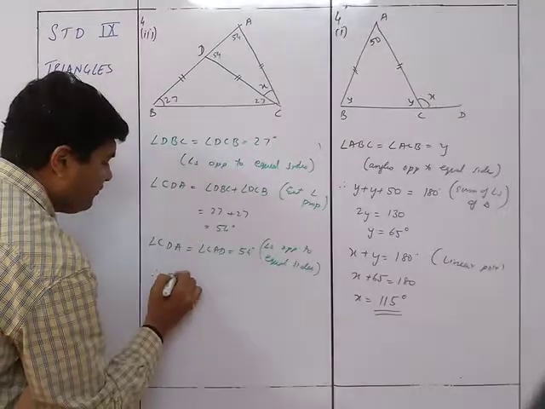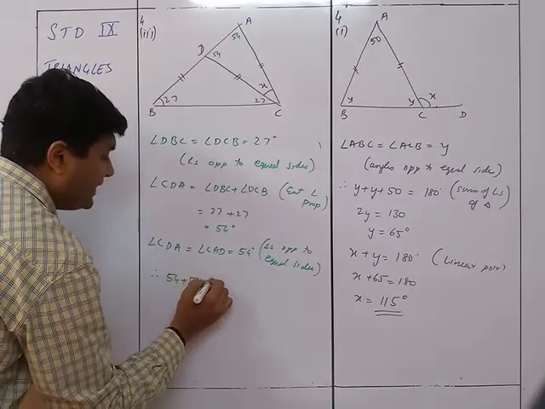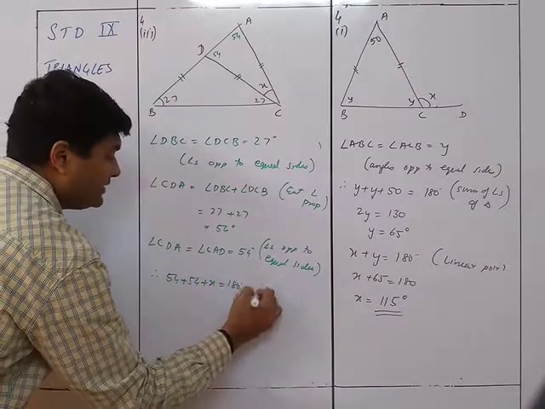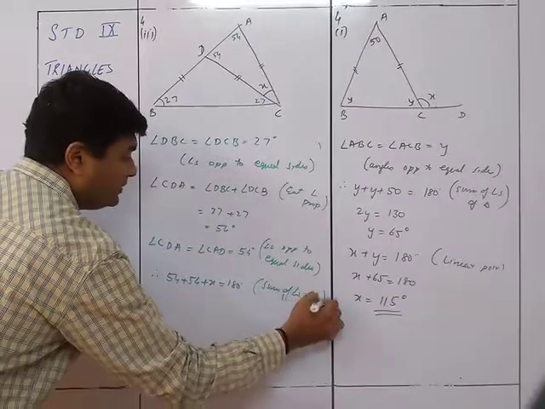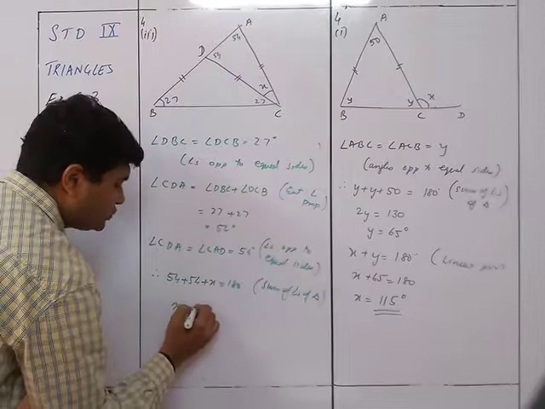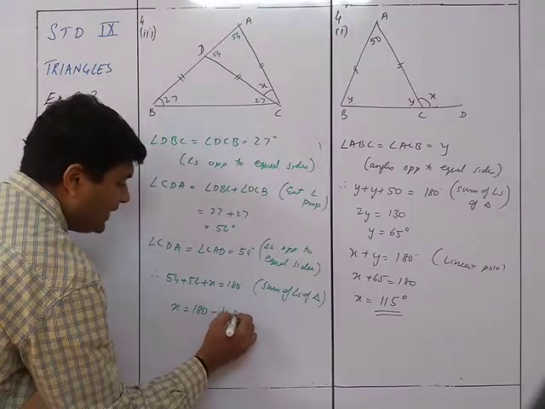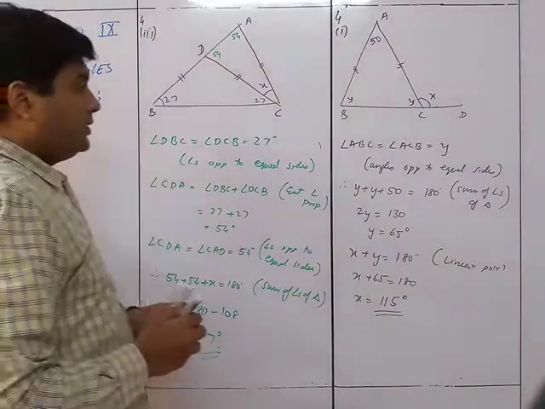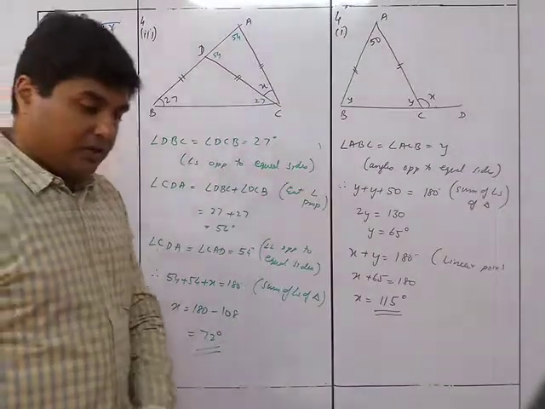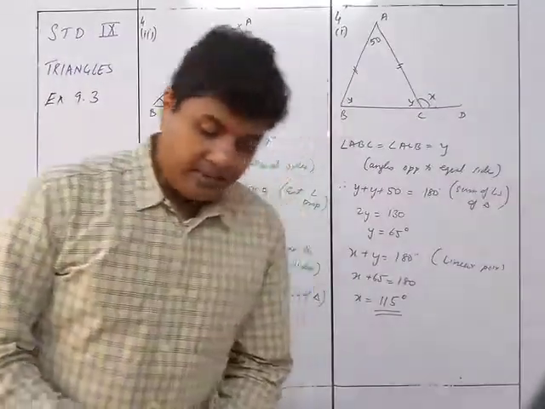Therefore 54 plus 54 plus x is equal to 180 degrees, sum of angles of a triangle. Therefore x is equal to 180 minus 108, which is equal to 72 degrees. Okay, that was the third sum of number four, right?